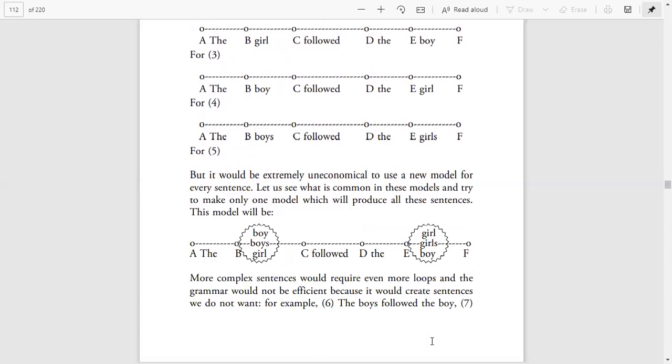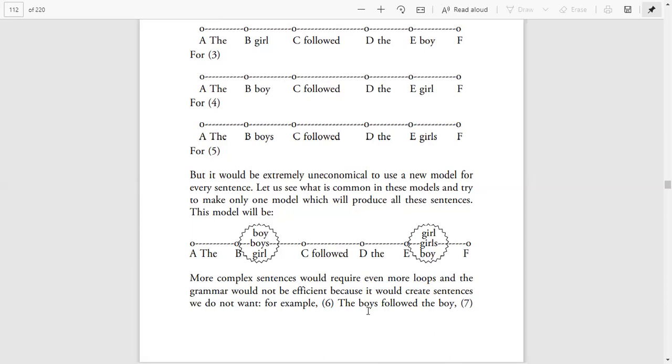More complex sentences would require even more loops, and the grammar would not be efficient because it would create sentences we do not want. Of course, when you encounter more complex sentences, you will require more loops, and the grammar would not suffice there. The grammar would not be able to take care of all those rules, or to cope with all those rules, right?